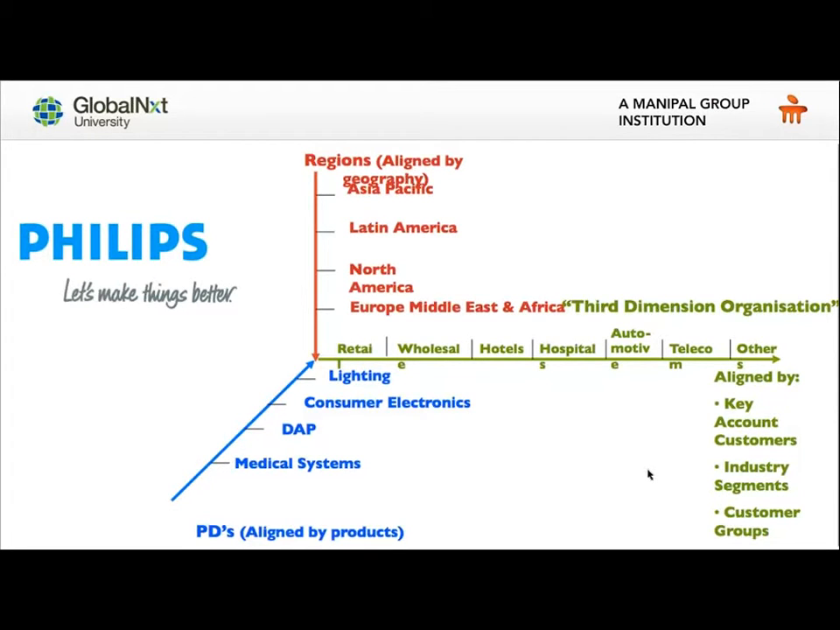But what they've introduced is a third dimension, in how they structure themselves as an organization. And this is basically by accounts based on industry segments and customer groups. So they have their retail, they have their wholesale, they have their hotels, hospitals, etc. And within those different industry segments, they have their key strategic accounts. You can see that they've added this extra dimension, and this is very much because of their global account management program.